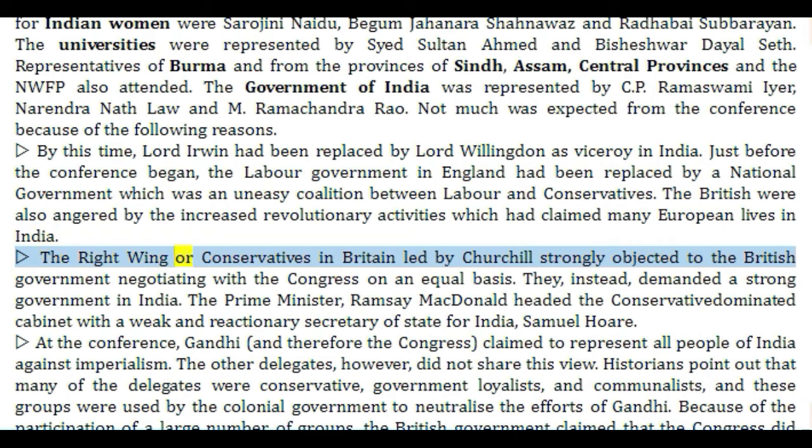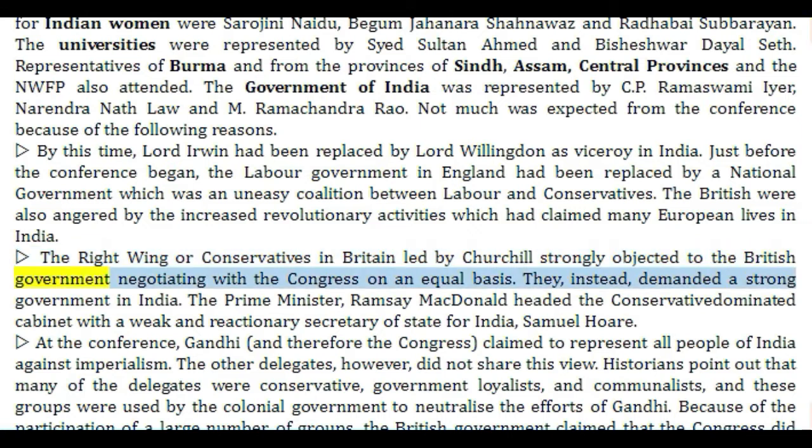The right wing or conservatives in Britain led by Churchill strongly objected to the British government negotiating with the Congress on an equal basis. They, instead, demanded a strong government in India. The Prime Minister, Ramsay MacDonald, headed the Conservative-dominated cabinet with a weak and reactionary Secretary of State for India, Samuel Hoare. At the conference, Gandhi, and therefore the Congress, claimed to represent all people of India against imperialism.